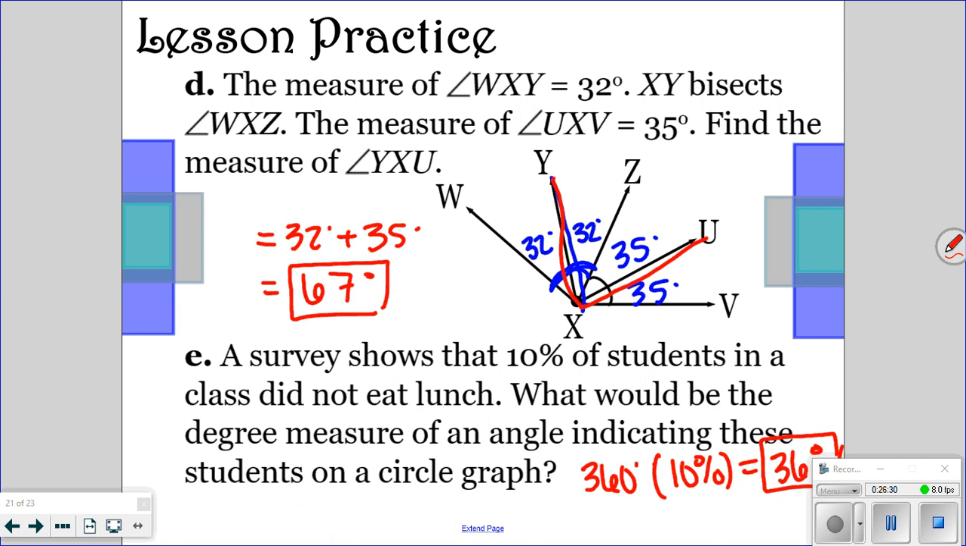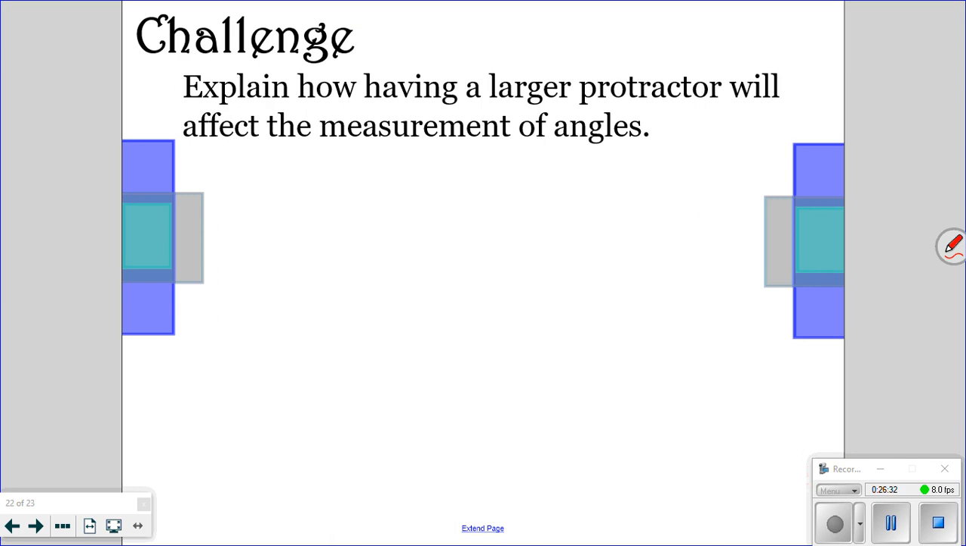So now we're going to look at our challenge question, and it wants to explain how having a large protractor will affect the measurements of an angle. So y'all pause the video and think about that real quick, and then I'll go over that one. So a larger protractor is not going to affect the measure of your angles. It may make it more difficult to find them just because, like, if you have a small angle, you'll have to extend the side lengths. It won't affect the measure. It could just make it more difficult just because you have to extend the lines.